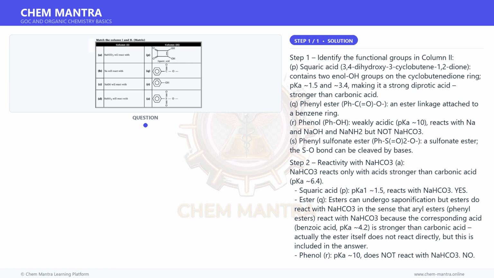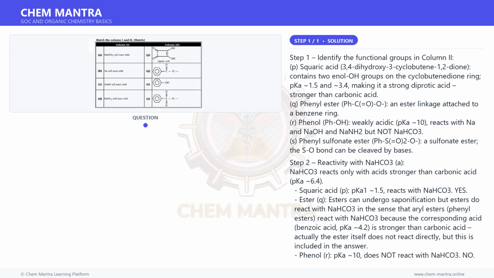Answer for C: P, Q, R, S. Step 5, reactivity with NaNH2, D. NaNH2 is a very strong base, pKa of NH3 ~38, reacts with any protic site and can cleave esters, sulfonate esters. Squaric acid, P, yes. Phenyl ester, Q, yes, aminolysis or base-promoted cleavage. Phenol, R, yes, PhOH plus NaNH2 gives PhONa plus NH3. Sulfonate ester, S, yes. Answer for D: P, Q, R, S.